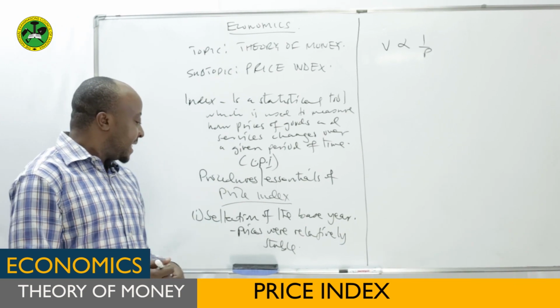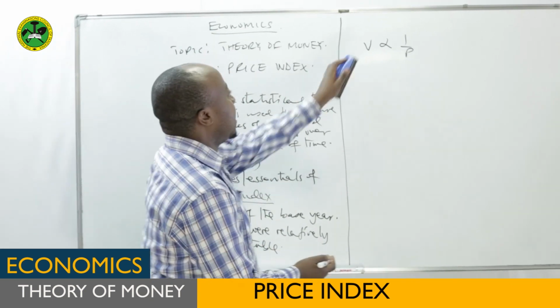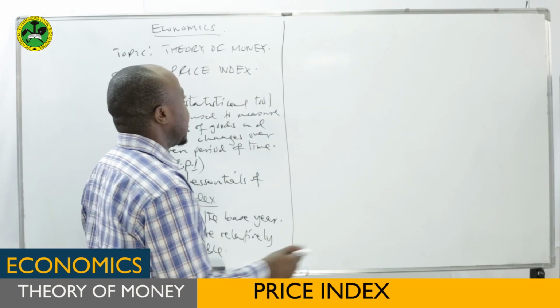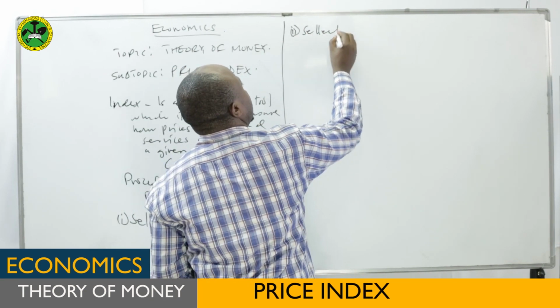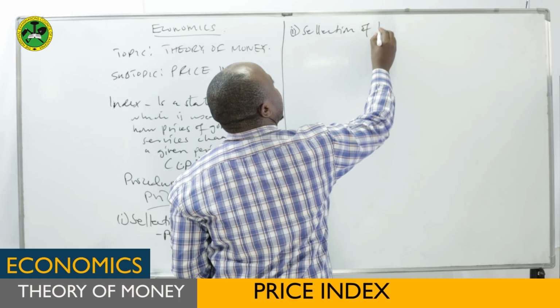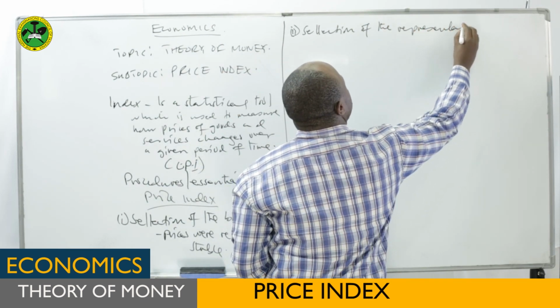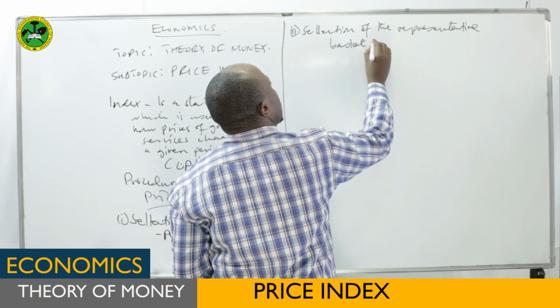Then the second procedure that we have to follow in calculating the price index is that we have to select the representative basket of goods. Number two, selection of the representative basket of goods.